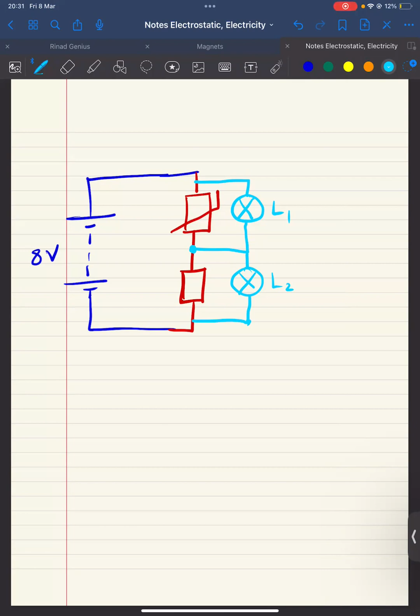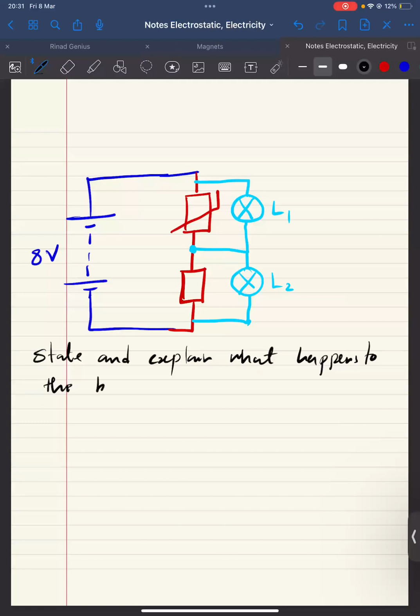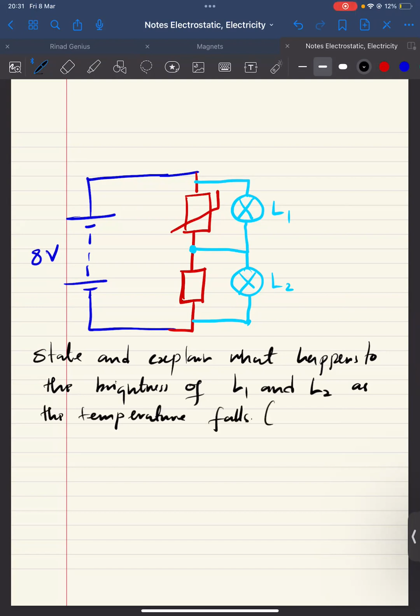You are told to state and explain what happens to the brightness of the lamp as the temperature falls, or it gets colder.